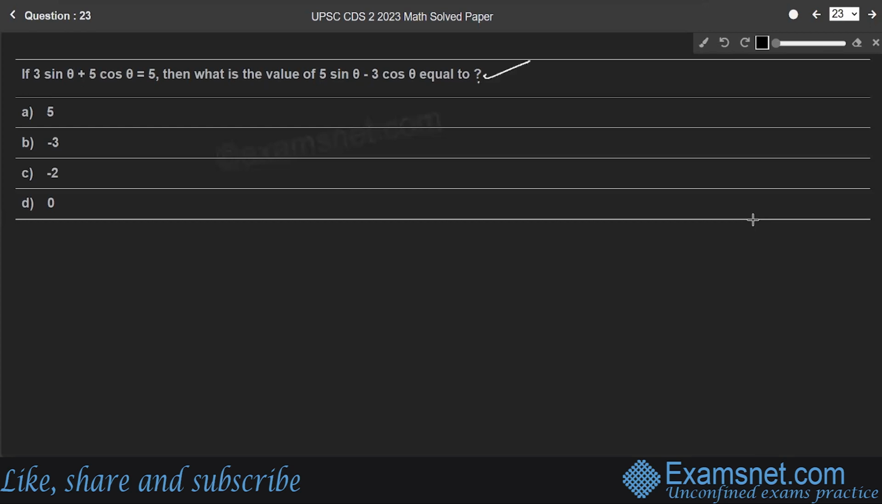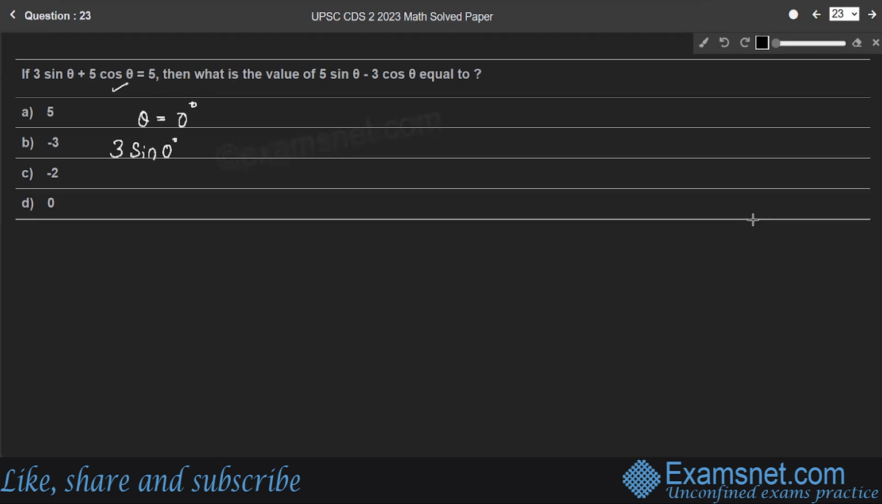Question 23. If 3 sin theta plus 5 cos theta is equal to 5, then what is the value of 5 sin theta minus 3 cos theta? So students, we can follow two methods to solve this, right? One is directly taking a value of theta such that it satisfies the given equation, right? So that means if theta is equal to 0 degree, 3 sin theta plus 5 cos theta becomes 5, right? So that means theta is 0 degree.